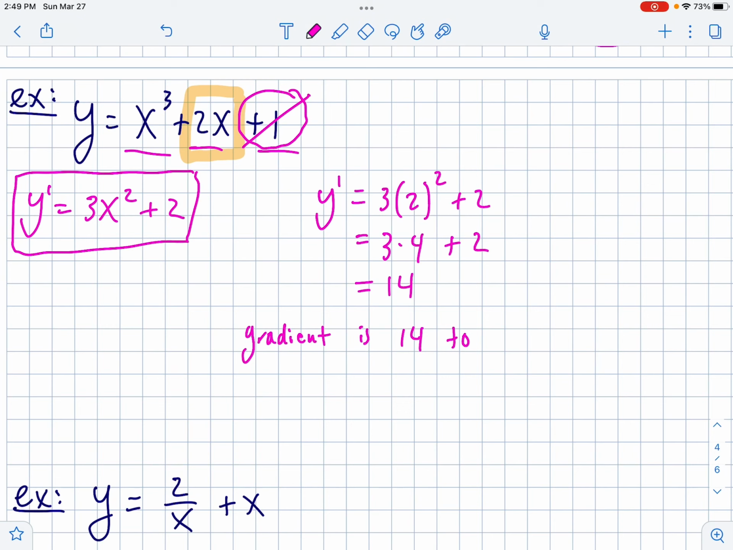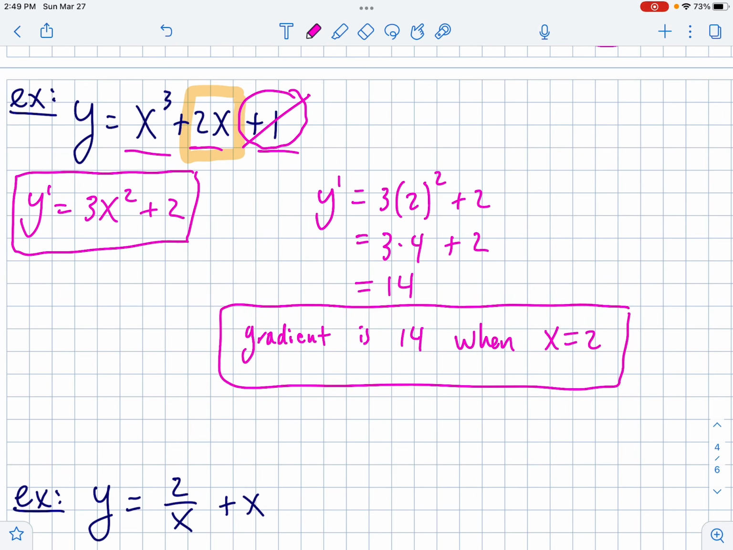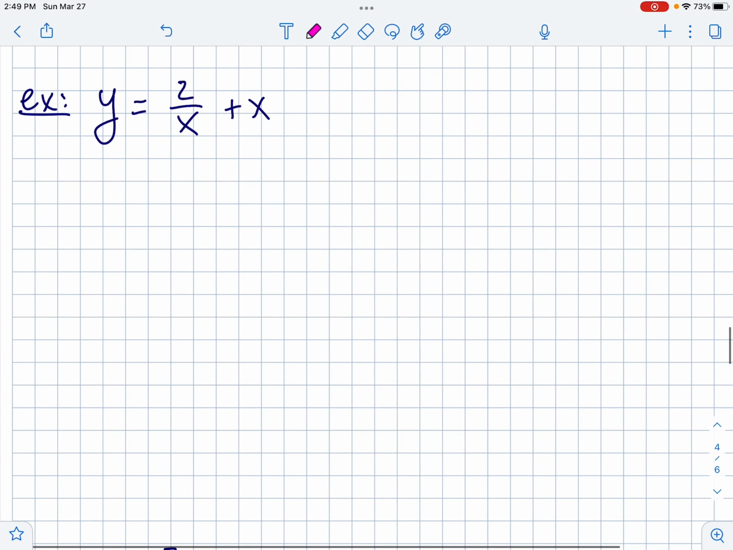So gradient is 14 when x is equal to 2. Now, this is the first sort of trick question, I guess.